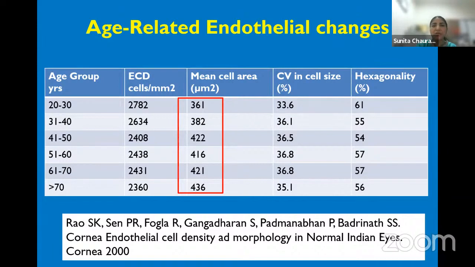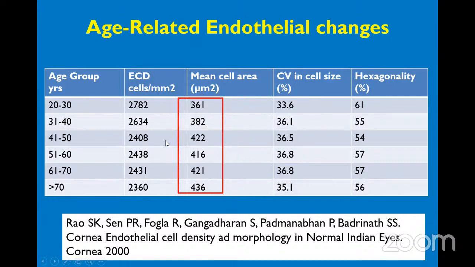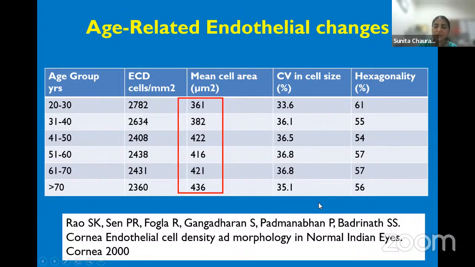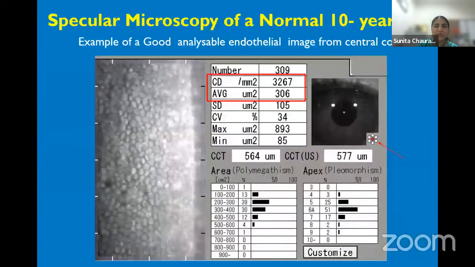In interpreting specular microscopy, it is also very relevant to know the age-related endothelial changes which happen in the endothelium with respect to the endothelial cell density and the mean cell area. We almost always talk about the ECD, but we should always know the decade-wise change in the mean cell area to interpret and make sense of the specular microscopy quantitative parameters.